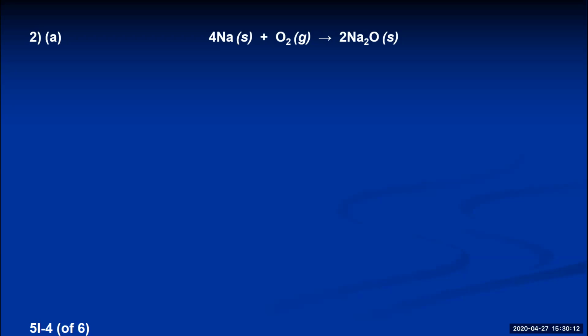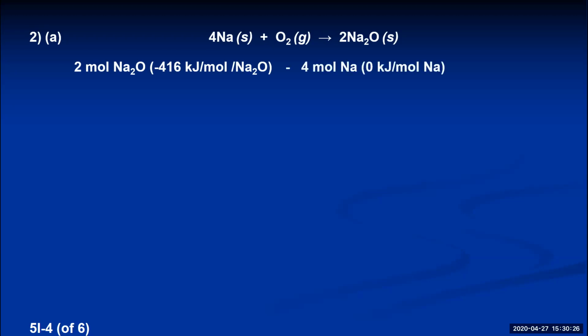So just looking up the values, starting on the product side, it's going to be 2 moles of sodium oxide multiplied by its standard heat of formation, which was negative 416. That's the only product. Now we go to the reactant side, minus 4 moles of sodium multiplied by its standard heat of formation. Na solid is an element in its standard state at room temperature and room pressure on Earth, so its value is 0. Then minus 1 mole of oxygen multiplied by its standard heat of formation, also an element in its standard state at room temperature and room pressure on Earth, so its value is 0 as well.